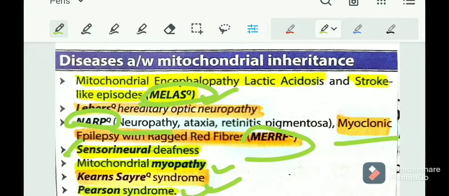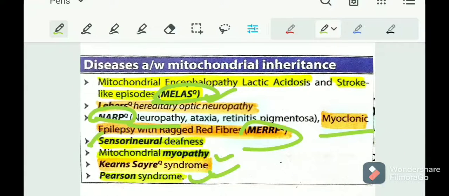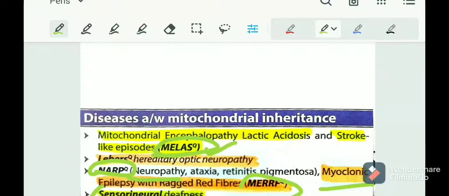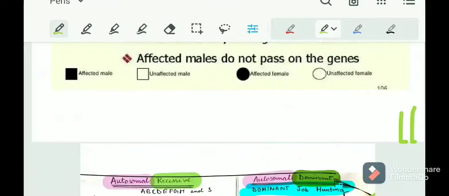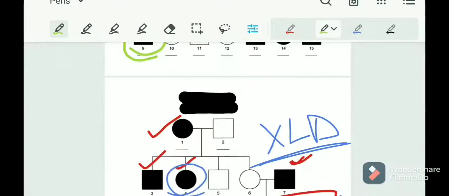Okay, so this was all for today. Please revise this topic time and again, because a lot of questions come from these pedigree charts. Try to practice a lot of pedigree charts so that you get thorough in this.